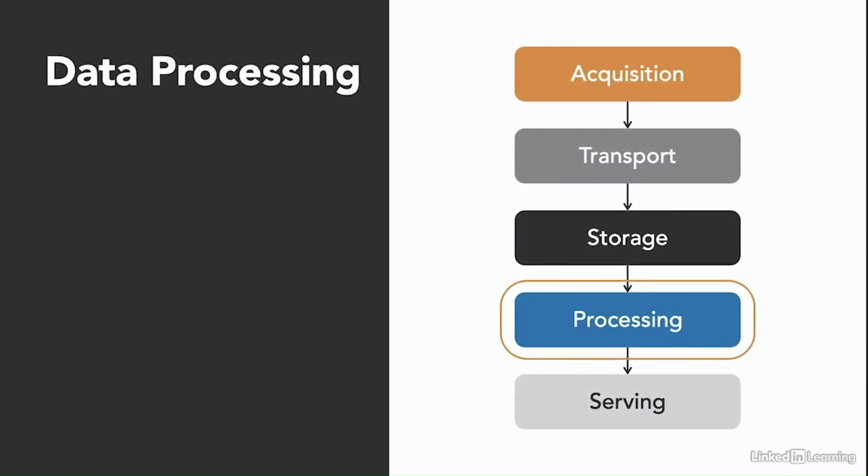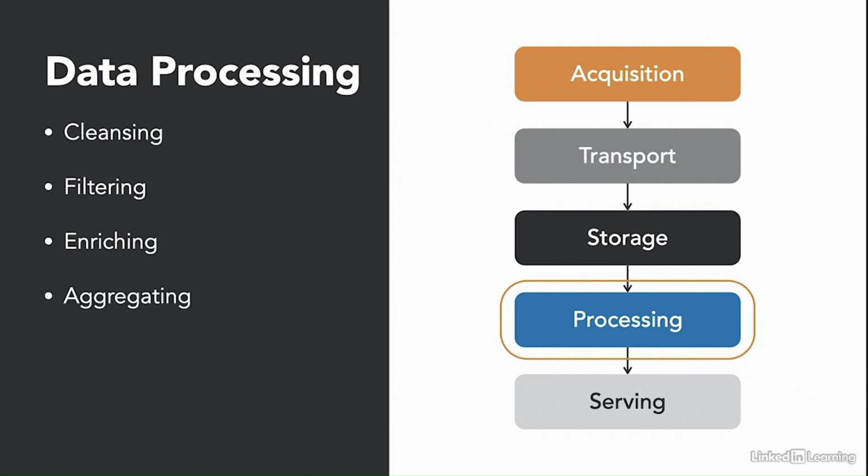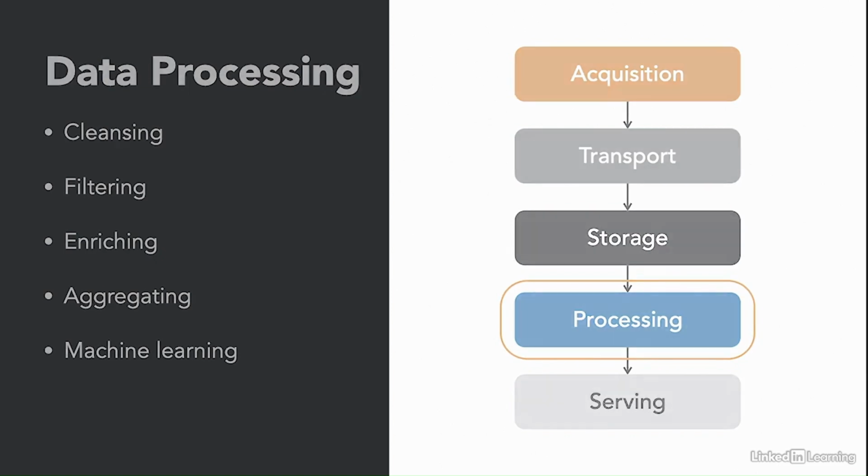Data processing is the next key function. Common requirements like scale, resiliency, latency, and security also apply to data processing. In addition, data processing should provide capabilities for cleansing, filtering, and enriching data with additional features. Data should also be aggregated in cost-effective operations. Machine learning can be part of data processing operations in real-time prediction use cases.